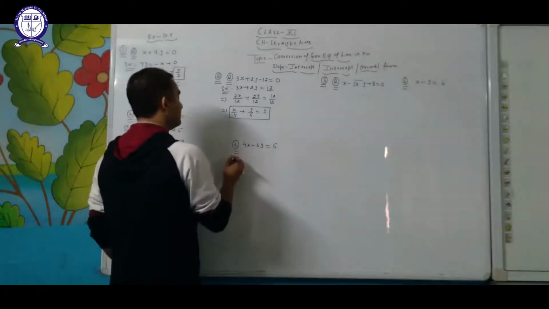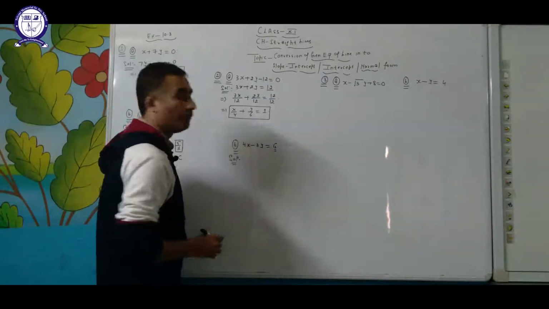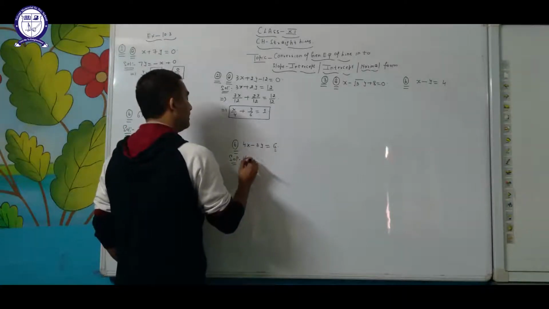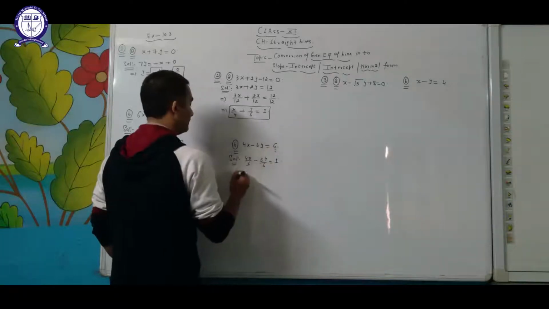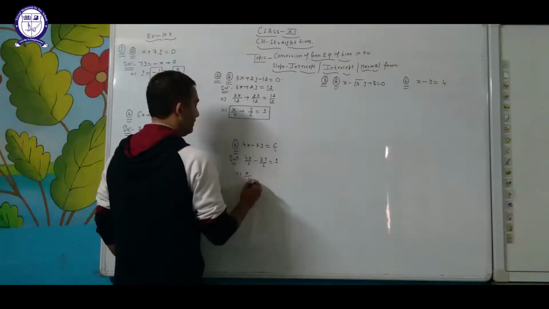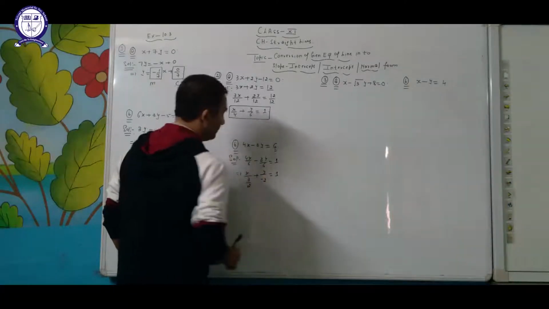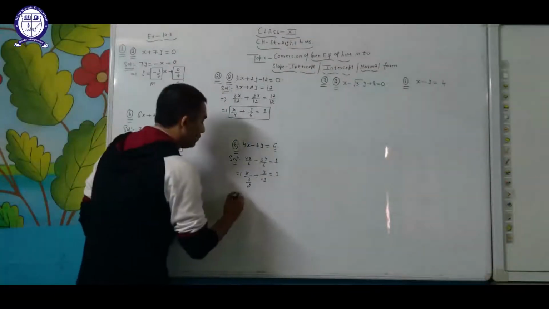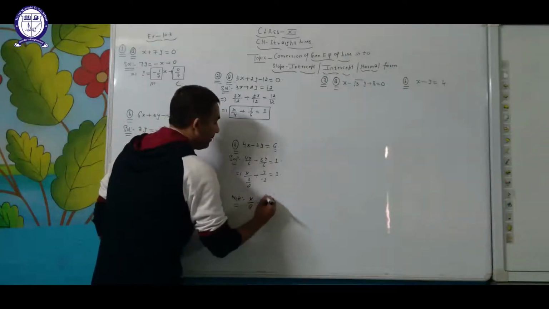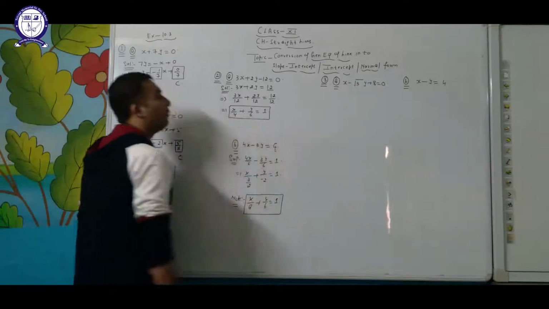In the same process, divide every term by 6, your constant. It will be x by 3 by 2 plus y by minus 2 is equal to 1. The x intercept is 3 by 2 and the y intercept is minus 2. As you know, intercept form is x by x intercept plus y by y intercept is equal to 1.